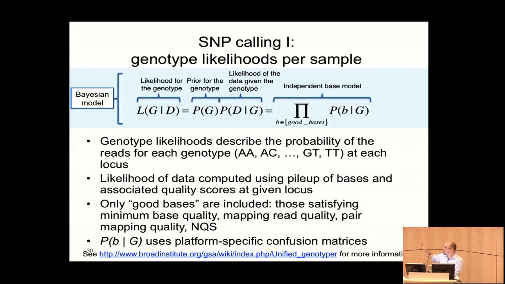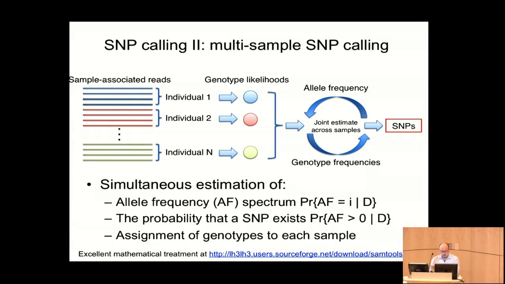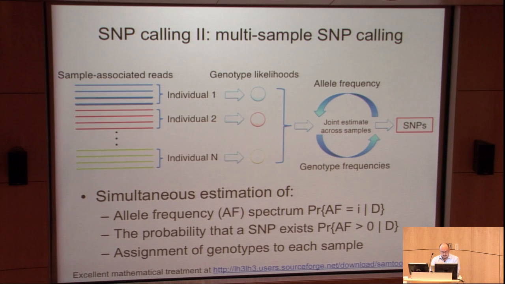In order to do some quality control, you want to restrict yourself to only good reads and a variety of other things. Now, the next step is you take the individual genotype likelihoods for each of your samples, and then you're doing a simultaneous estimate of the probability of having exactly I segregating copies of an alternate allele among all your samples, and then establishing the probability that there exists some SNP, which is the probability that the allele frequency is greater than 0. I can just say that again because I think it's useful.